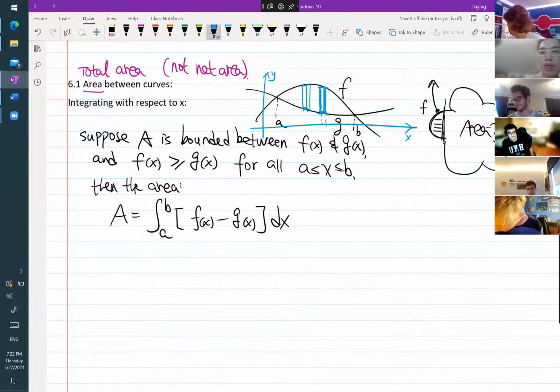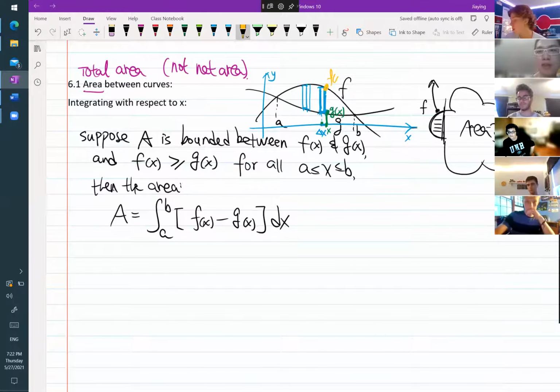This one rectangle, I'm going to call the base delta x. That's the base of the rectangle. And this value is g of x. Let me use a different color. This value here, let's call this x. This base here is delta x. So this height here is g of x. And the height to the top curve, the curve that's higher, is f of x.